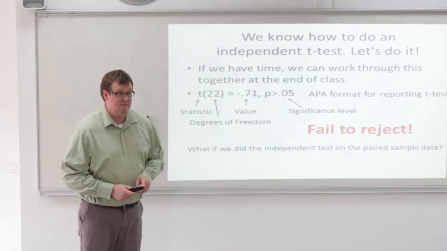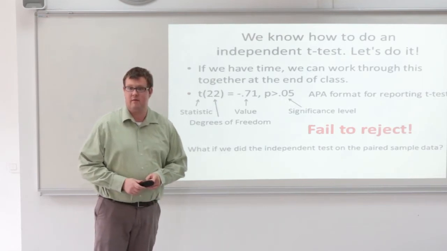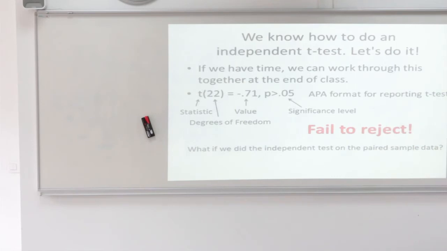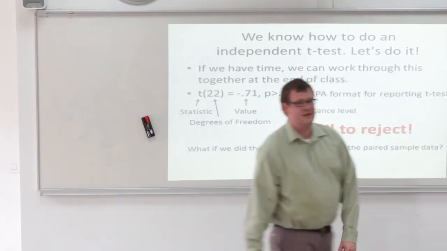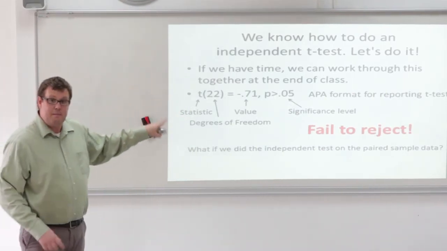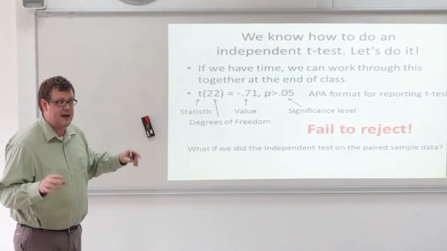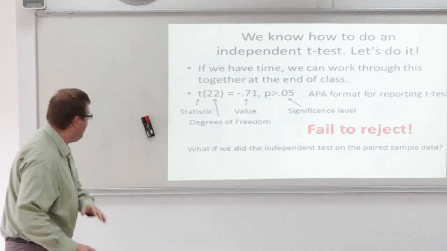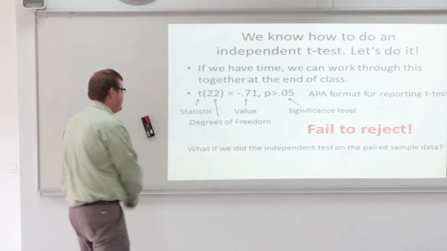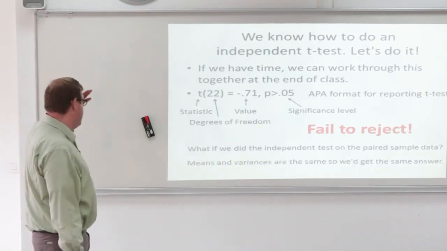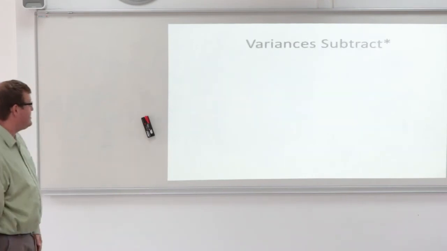It would be the same. Why? Yalchin? Because we have the same numbers. The only difference between our independent sample and our paired sample is the order, right? So if we did our independent t-test for the paired sample data, we would get exactly the same answer. The means and variances are the same, so we get the same answer.